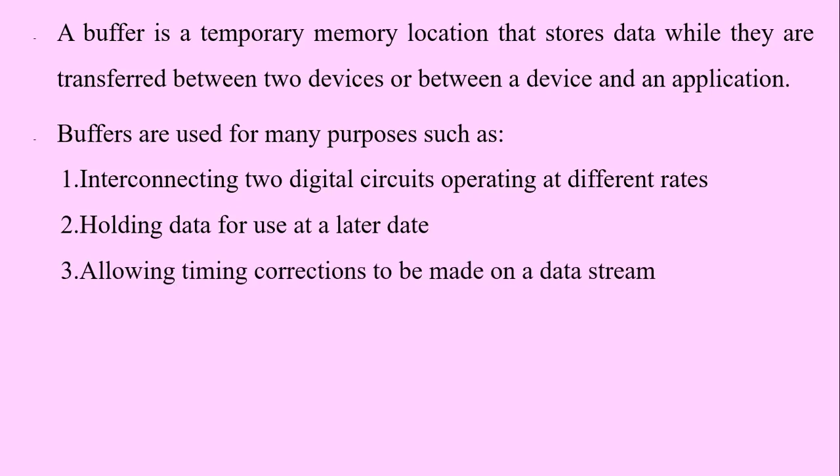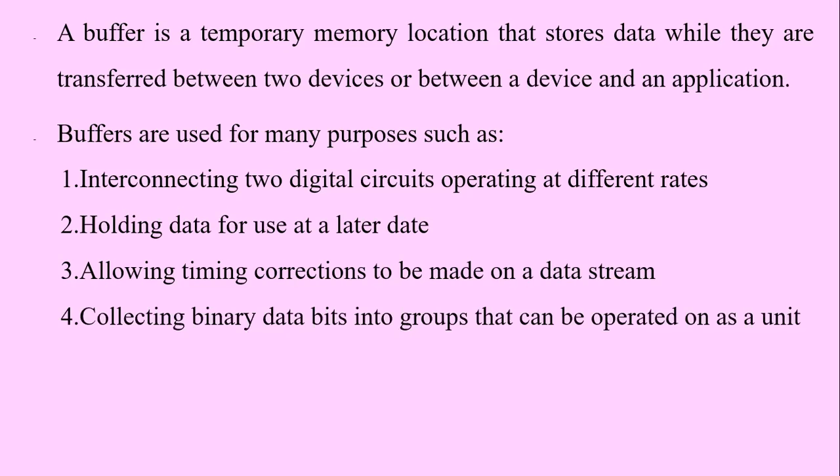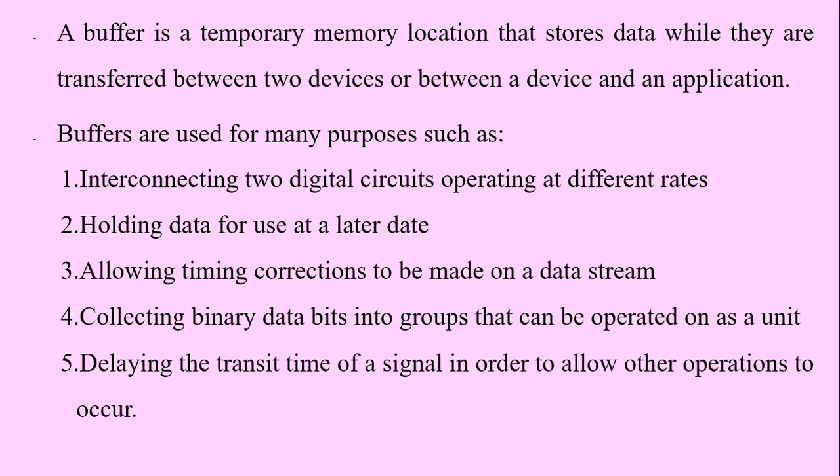Number 3 is allowing timing corrections to be made on a data stream. Number 4 is collecting binary data bits into groups that can be operated on as a unit. Number 5 is delaying the transit time of a signal in order to allow other operations to occur.